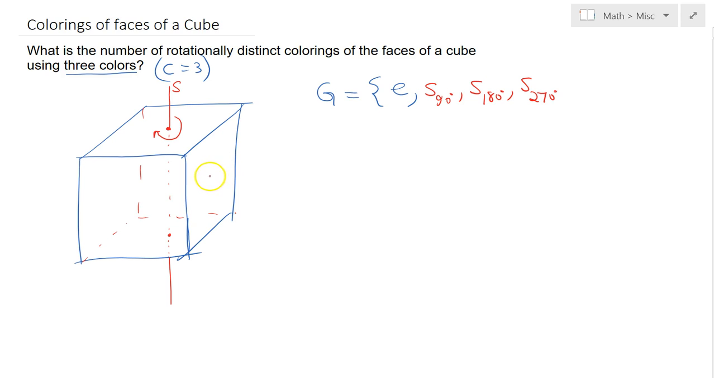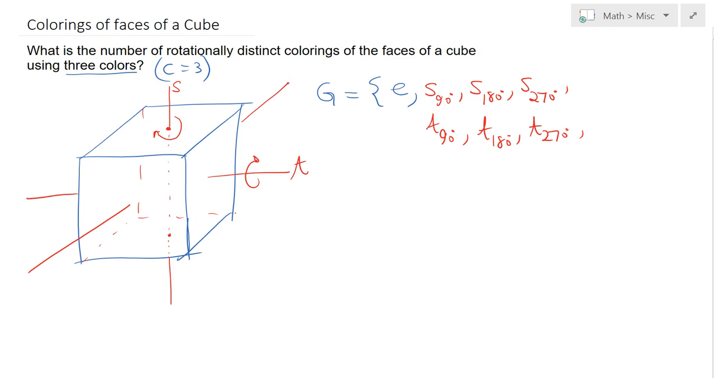In a similar way, we can have an axis of symmetry going through like this. Again, rotations, let's call it T. So we have T of 90 degrees, T of 180 degrees, and T of 270 degrees. And then we have this one, through the middle of the front side to the opposite side. Let's call it U: U 90 degrees, U sub 180, and U sub 270 degrees.